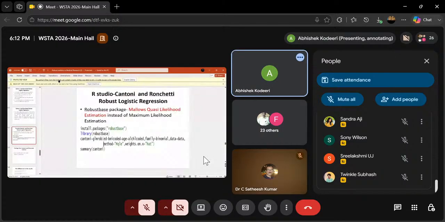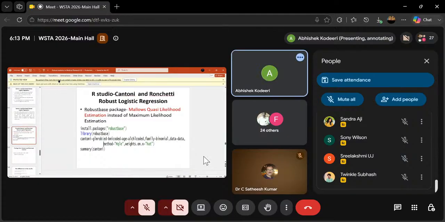When you run it in RStudio, it uses Mallows quasi-likelihood estimation instead of maximum likelihood estimation. For beginners, let me explain the difference between maximum likelihood estimation and Mallows quasi-likelihood with a small example, especially for research scholars. For example, a person is performing a nice music program in an auditorium. Some people are clapping for the music and some people are making noise. So the sound controller can give more volume to those who are clapping and less volume to those who are shouting.